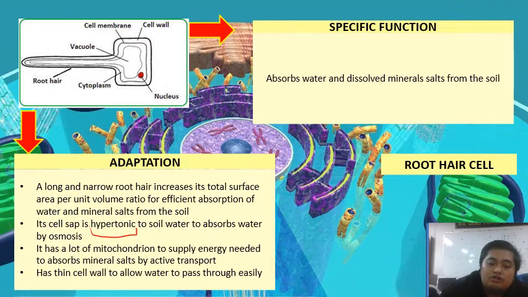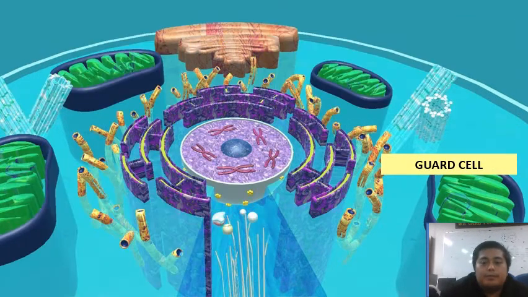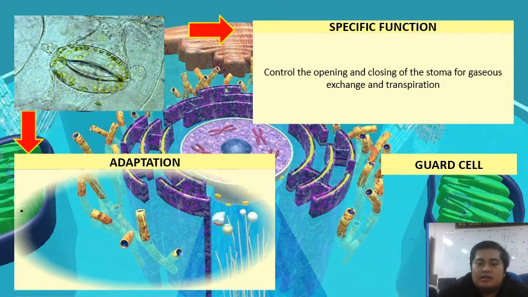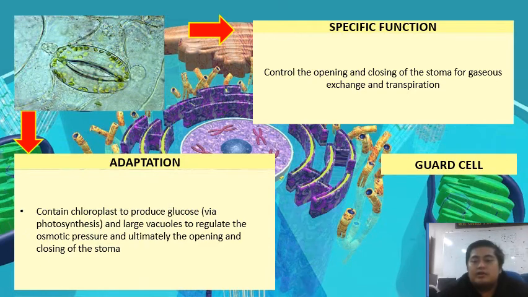It also has a lot of mitochondria to supply energy needed to absorb mineral salt by active transport. It has a thin cell wall to allow the water to pass through it easily through process of osmosis. Okay, next we have our guard cell. So guard cell is to control the opening and closing of the stoma for gases exchange and transpiration.